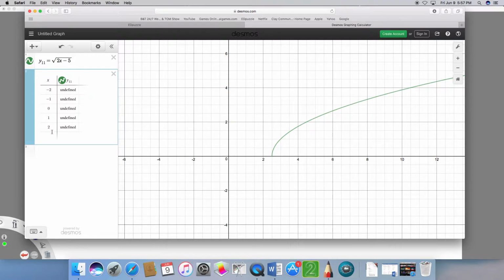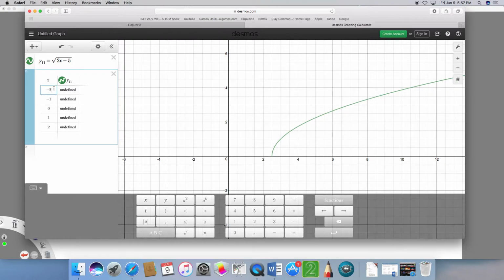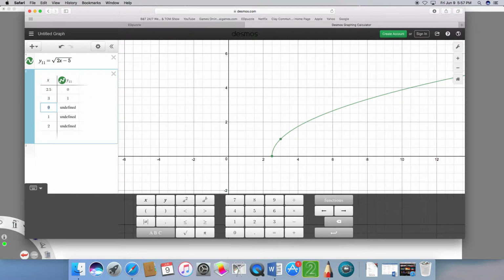So you can see right now these x's are all to the left of 2.5. They don't have a corresponding y value. These x's are not in the domain. Our domain was 5 halves or bigger, 2.5 or bigger. So we're going to have to come in and key in 2.5, which is 5 halves. Hey, that's giving me a 0. And then key in a 3. Key in a 3.8. Key in a 10. Key in a 12. And what do you notice?